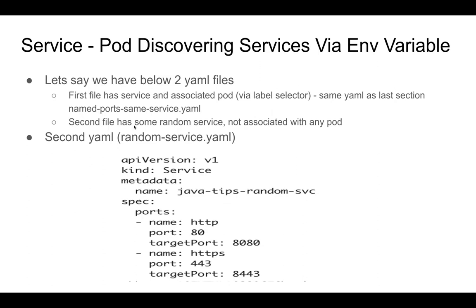It's the same YAML file which you showed. In that YAML file, you have a service and an associated pod, and then you have another YAML file. What I will show you is that you create a service and then you create a pod. You will see that service appearing in the pod. And after the pod has been created, you create a new service. You will not see that new service appearing in the environment variables inside the pod.